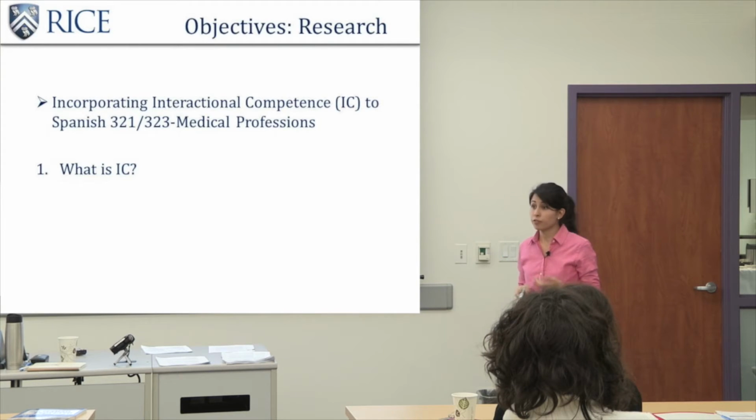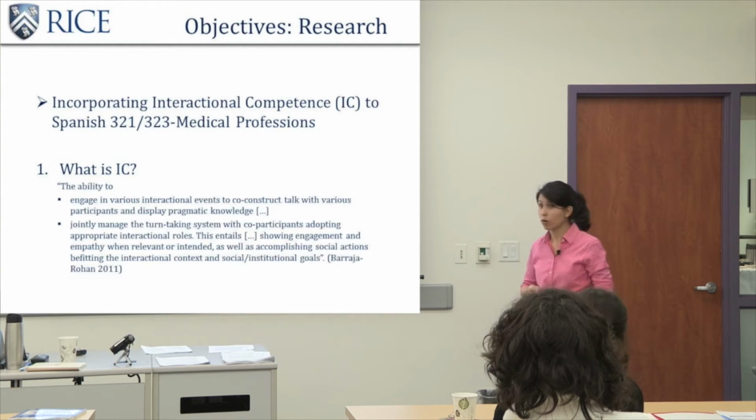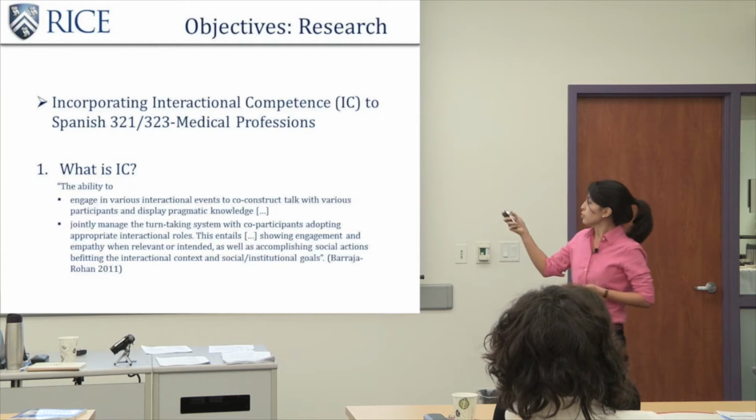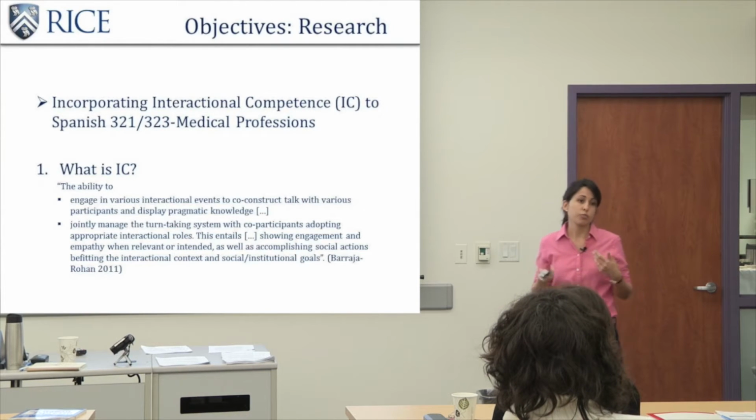I took a definition from the article we read from Baraja Rowan. Interactional competence is the ability to engage in various interactional events and to co-construct talk with various participants and display pragmatic knowledge. It is also the ability to jointly manage the turn-taking system with co-participants, adopting appropriate interactional roles. It entails showing engagement and empathy when relevant or intended, as well as accomplishing social actions befitting the interactional context and social institutional goals. So this is related to research, and how do I relate this to my students?